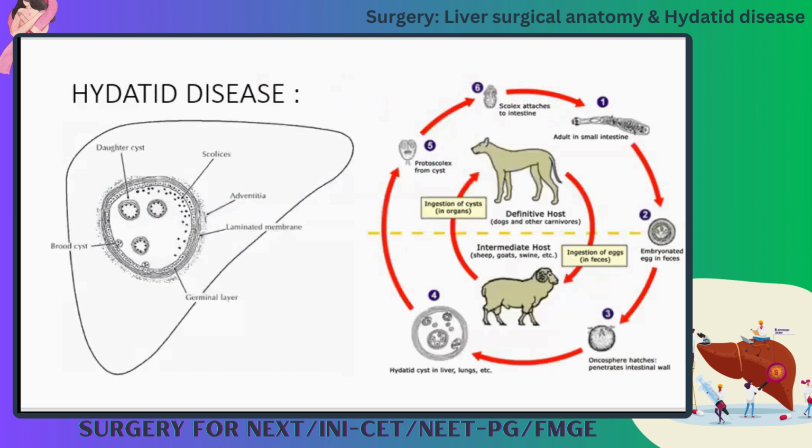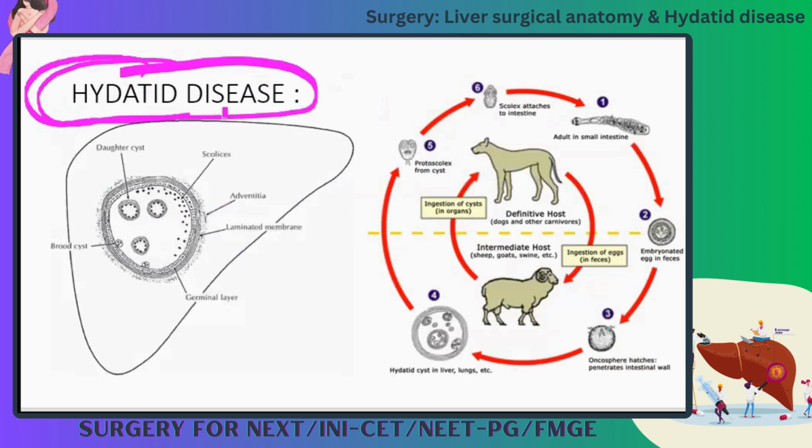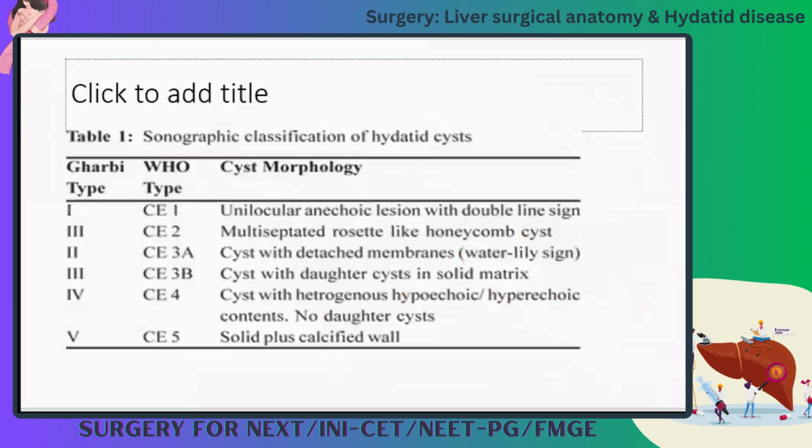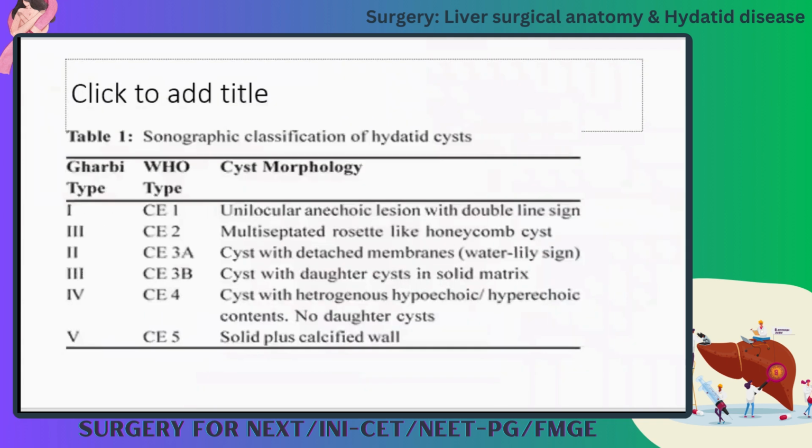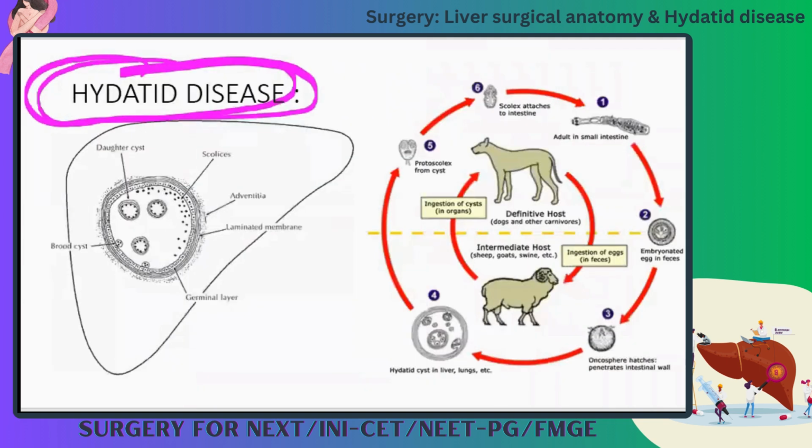Then we'll discuss hydatid cyst, hydatid disease. It is caused by which organism? Microbiology. Echinococcus granulosus. Okay, so see this cycle.